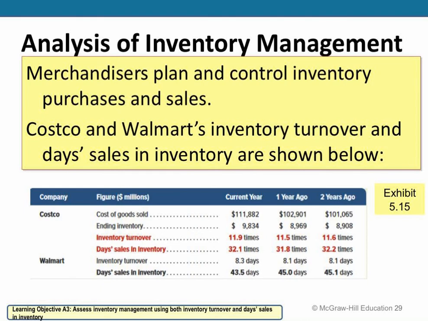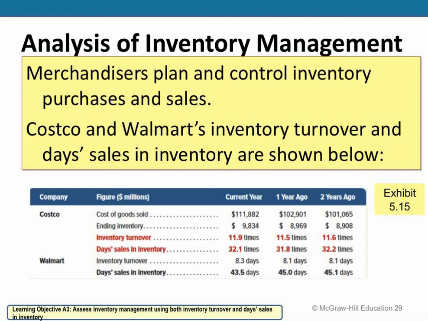For days sales in inventory, we've got the labeling a little wrong here. Days sales in inventory should be 32.1 days, and the inventory turnover for Walmart should be 8.3 times. So the Costco number is slightly more productive than the Walmart number, and days sales in inventory reflects that: 30 days on average for a Costco item, whereas a Walmart item will sit in inventory for an average of 43 days. So Costco is a little bit more productive when compared to Walmart there.